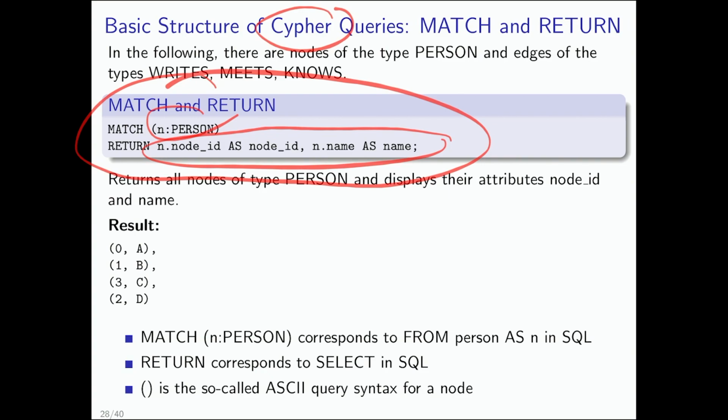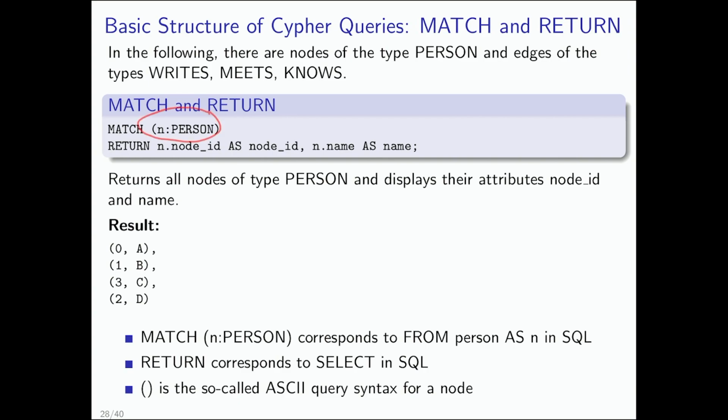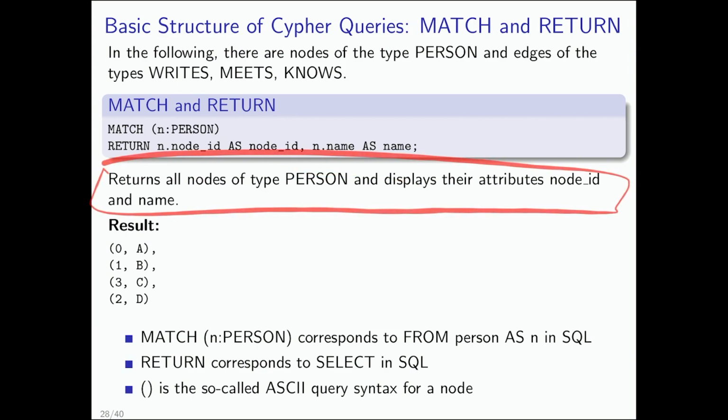So basically match roughly corresponds to what we use as from in SQL, and return roughly corresponds to what we have in select. Just that they are in the right order. In SQL they're in the wrong order. Select comes first and then comes from underneath. Here it's the right order, the conceptual execution order. So you return all nodes of type person and display the attributes, node ID and name, and that is the result.